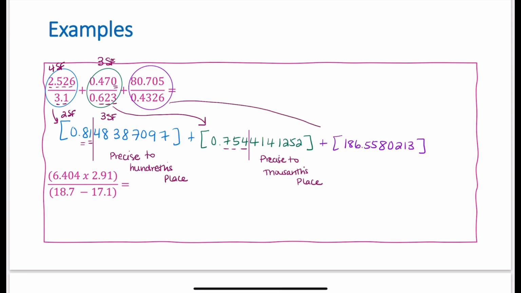And my third calculation, 80.705 divided by 0.4326. Captive zeros, meaning zeros trapped between two numbers, are significant. So this overall has 5 sig figs. 0.4326, leading zeros are not significant. They're just placeholders. This has 4 sig figs to it. So my final answer, 1, 2, 3, and 4, is precise to the tenths place.